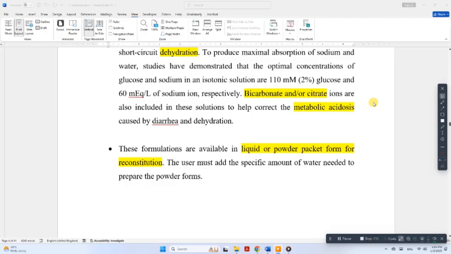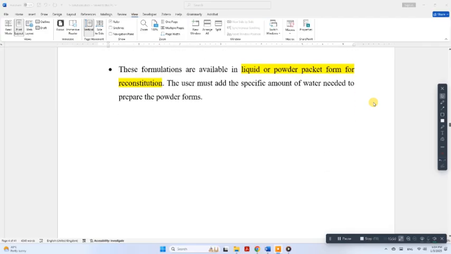Here, they are talking about sodium because sodium is very important. As I said, it goes with the glucose, so they know how much sodium they need. But they are not going to add sodium as an ion. They will add it with bicarbonate or citrate along with glucose. As I told you, it can be available as a ready-to-use liquid or as a powder for reconstitution.